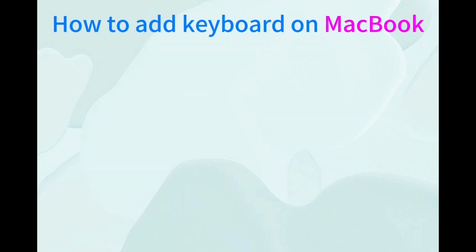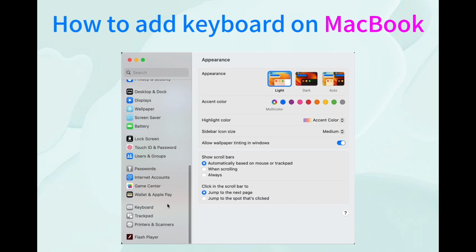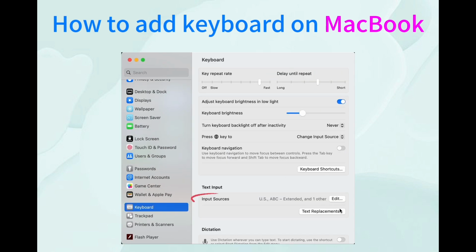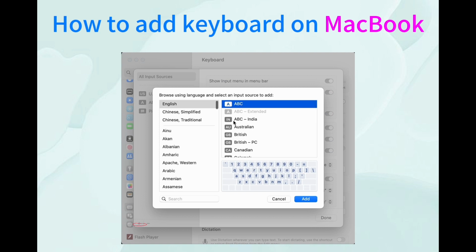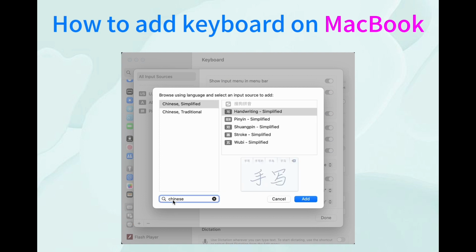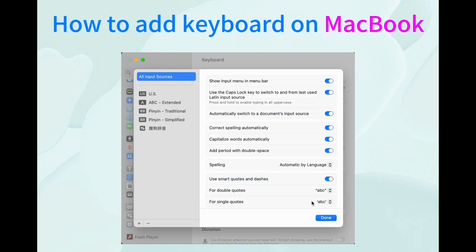First, on your MacBook, go to Settings. On the left column, click Keyboard. Find Text Input, Input Sources. Click Edit. On the very lower left, click the plus button. Type Chinese in the search bar. You will see Simplified and Traditional. It doesn't matter which one you choose. The typing procedure using pinyin is pretty much the same. And then choose pinyin. Click the blue button that says Add.